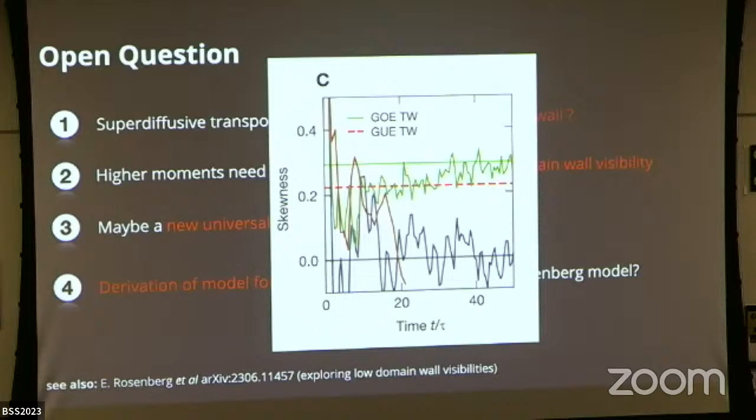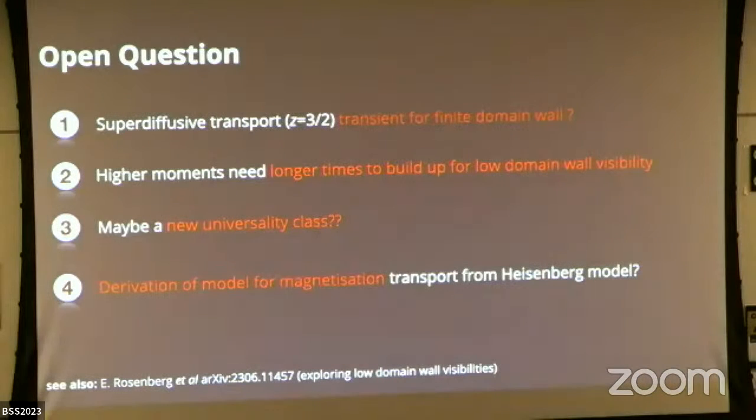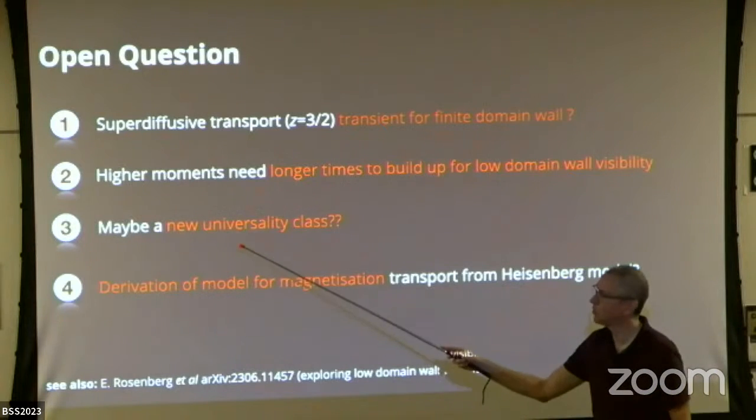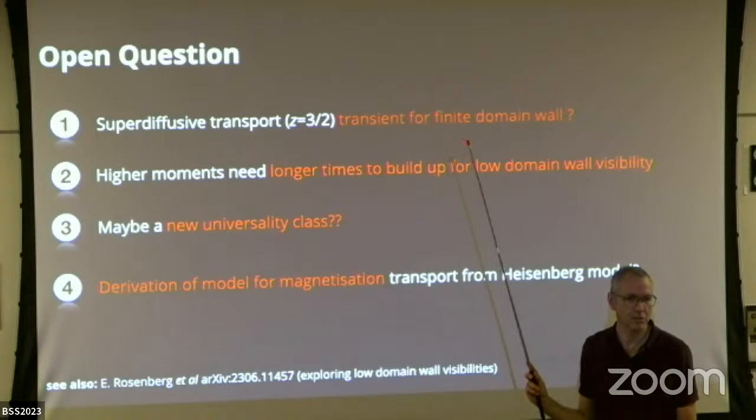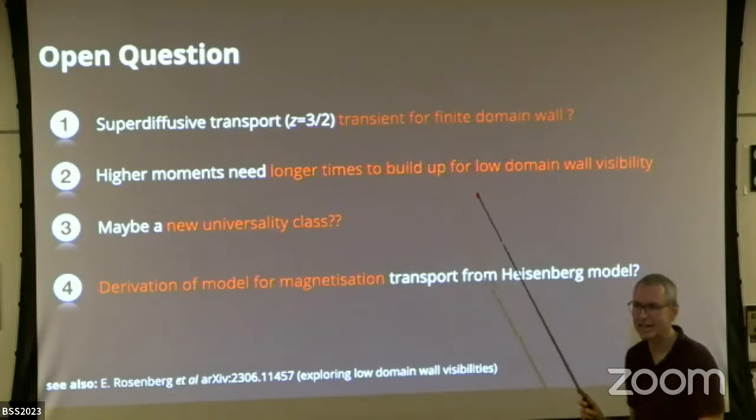We need better numerics or better experiments, and both are extremely challenging. So if one of you wants to try that, please do, because both are extremely hard. You need really long time evolutions and large system sizes. And maybe in the end, if that's not true, then maybe we are seeing a new universality class. Maybe that's not KPZ, but something different, which just in some observables smells like KPZ.